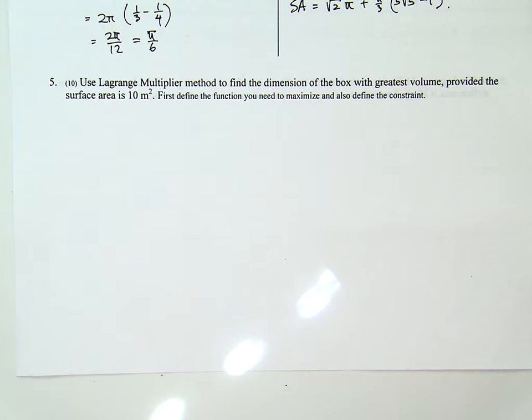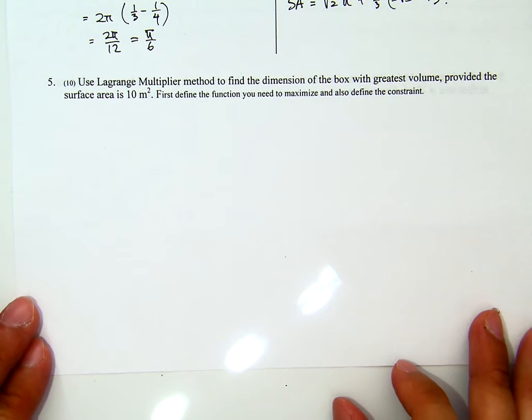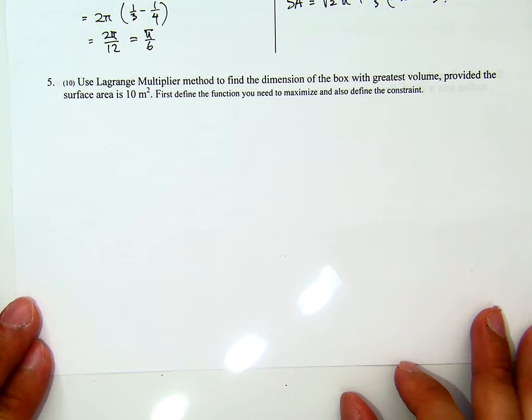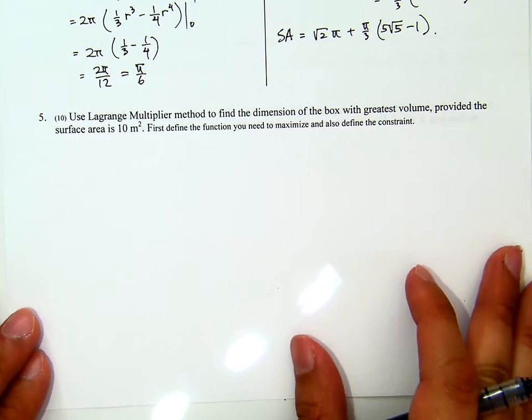This is Summer 2009 Math 263 Test 3 number 5. Use the Lagrange multiplier method to find the dimensions of the box with greatest volume, provided that the surface area is 10 meters squared. Here we need to first define the function we need to maximize and also define the constraint. The function we need to maximize is the volume.